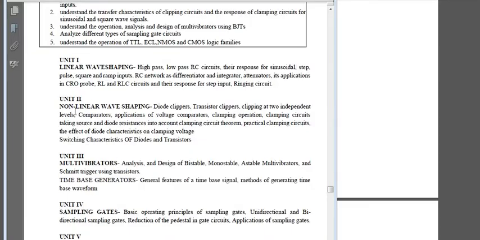See here, the nonlinear wave shaping. In that, first we have covered the diode clippers. Very first we saw clippers. What are the different kinds of clippers? One independent level clippers, clipping at two independent levels. Then we have seen the transistor clippers, and very importantly we have covered the topic of comparators and applications of voltage comparators. Applications of voltage comparators is very important.